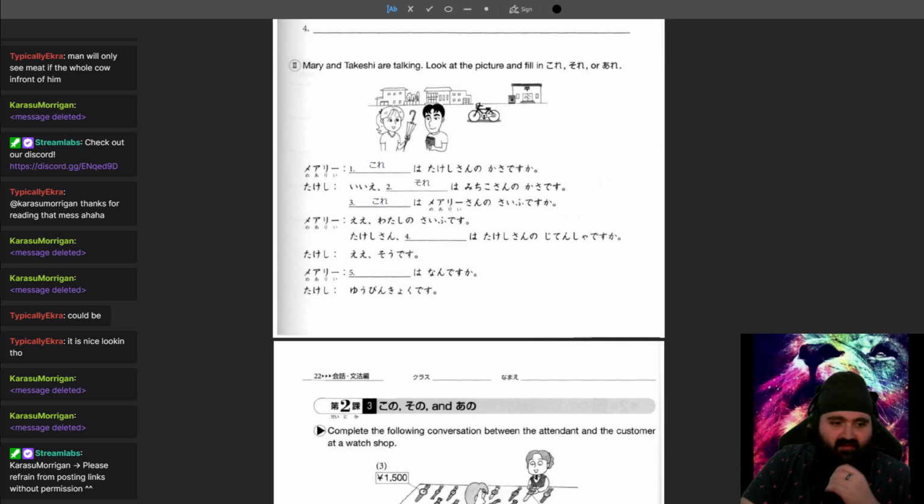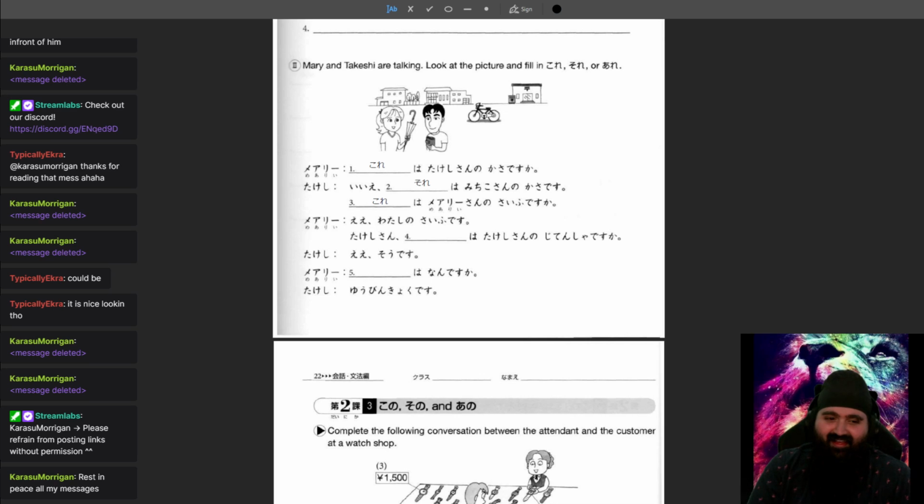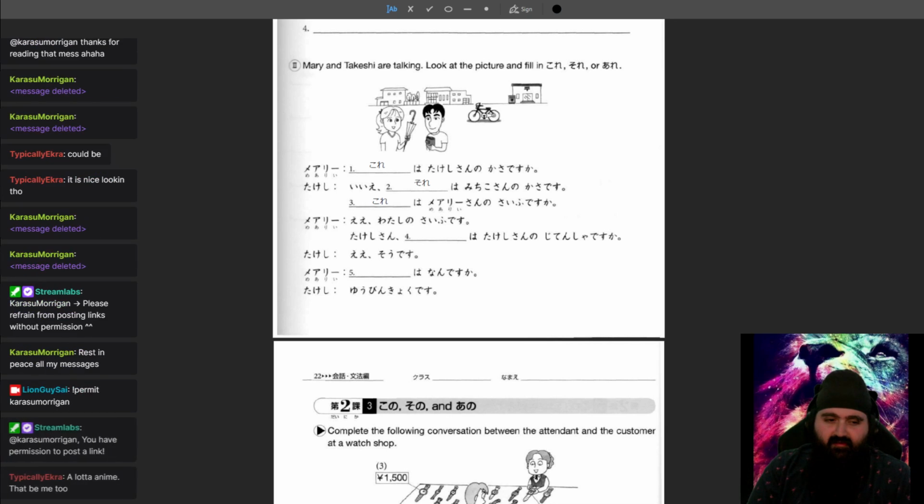ということで. Please refrain from posting links without permission. Silly Karasu. But I'll permit you. One second. It's so annoying to type. Karasu Morigan. Yeah, permission to post a link.